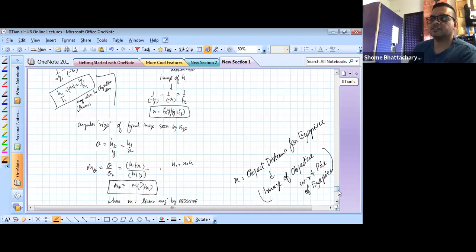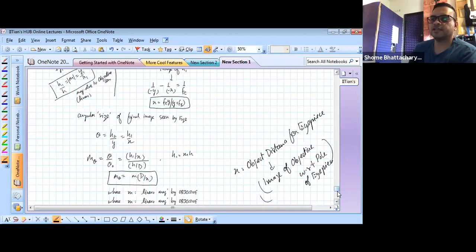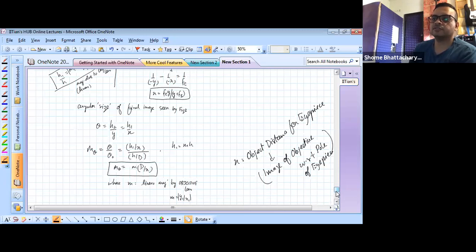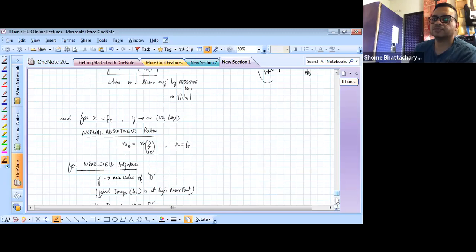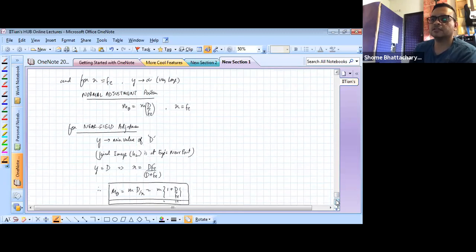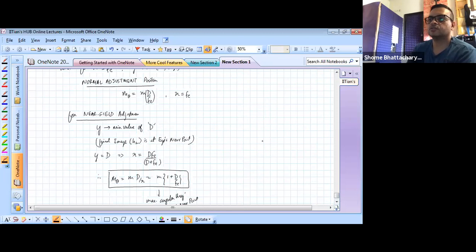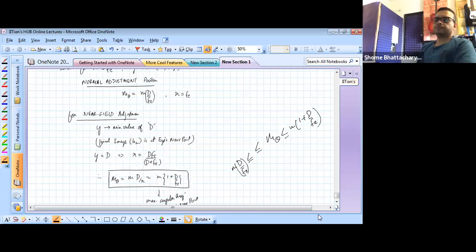So now we can adjust the value of x such that the final image y is anywhere between the near point of the eye and infinity. When it is at infinity, it's called the normal adjustment position, and when it is at capital D, it is called the near field adjustment. Correspondingly, we get this range of magnification. So our final angular magnification ranges between this and this. That is the understanding of the compound microscope.